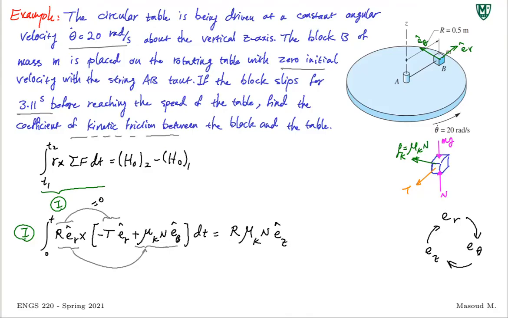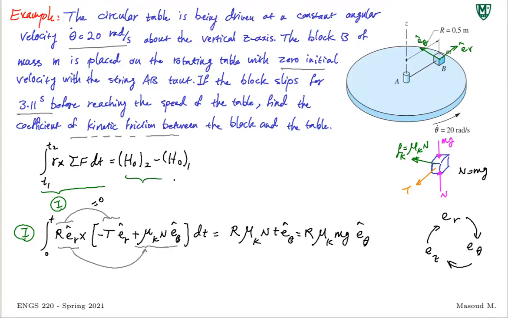And let's also put T there. If you take the integral from 0 to T of dt, nothing is a function of T, so that becomes T e_z. Now from the free body diagram, you know N is equal to mg, so I'll put it here: R mu_k mg T e_z, right? So that's the left side of this equation.